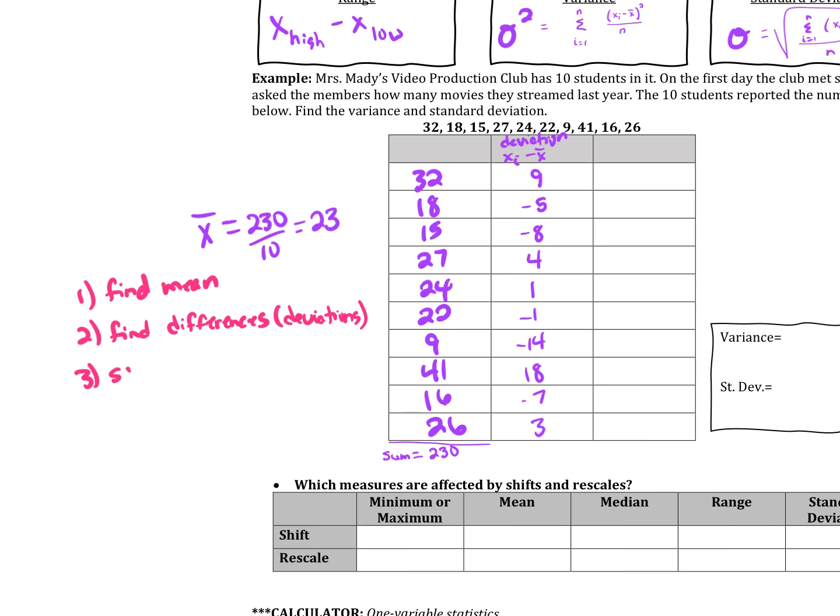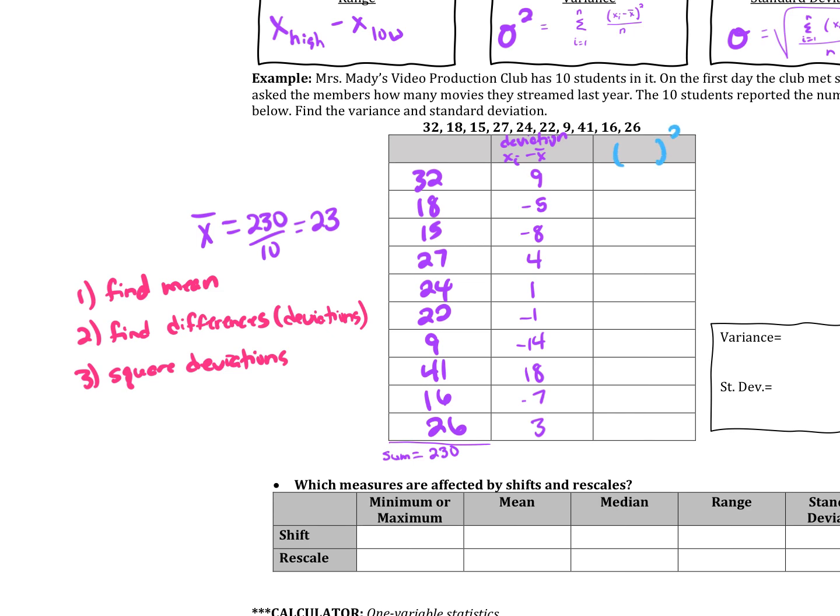Okay, the next step is that we square those deviations. We do this because we want the value to be positive. We're talking about a distance, so we want the value to be positive. So regardless of whether the answer was positive or negative, when we found our deviation, we want to square those numbers so that we have a positive distance ultimately, okay? So we're going to square the deviations.